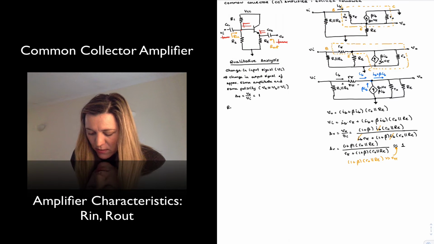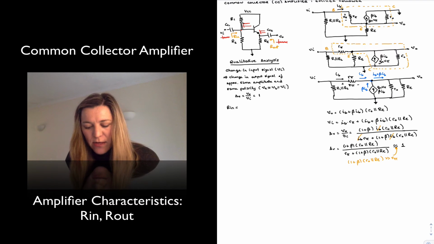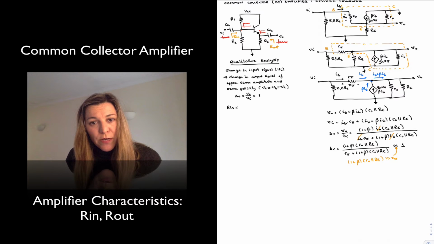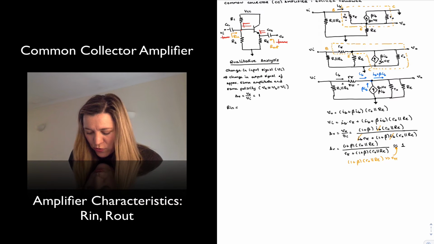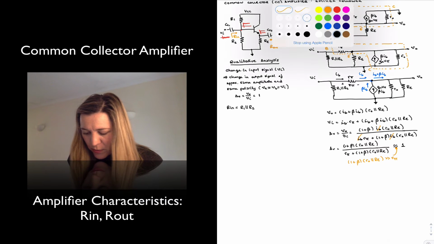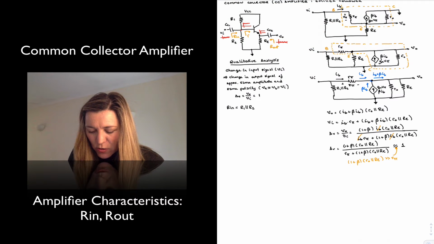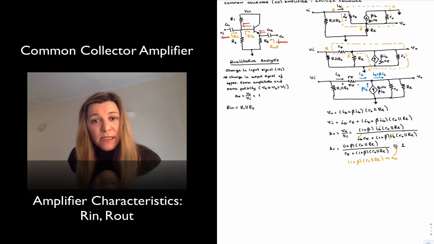For Rin, we can see that we have R1 going to an AC ground in parallel with R2 going to ground, so R1 in parallel with R2, and all that in parallel with the resistance looking into the base of the transistor, Rib.